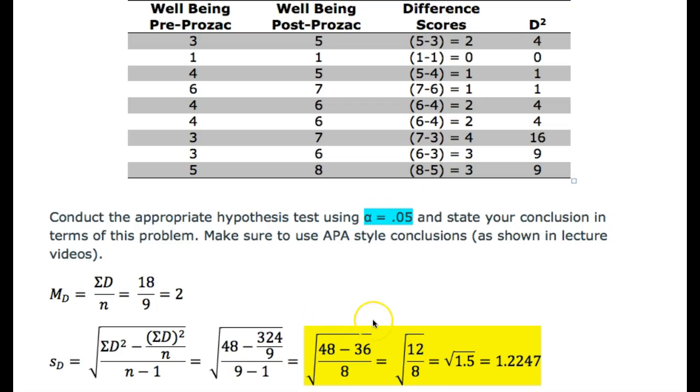So we go ahead and do the calculations here. So we come up with 48 minus 36 divided by n minus 1, which is 8. That gives us 12 over 8. That gives us 1.5. We have to take the square root because this is standard deviation. So the standard deviation ends up being 1.2247.